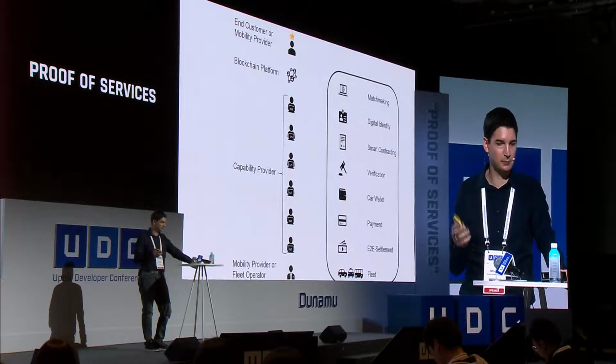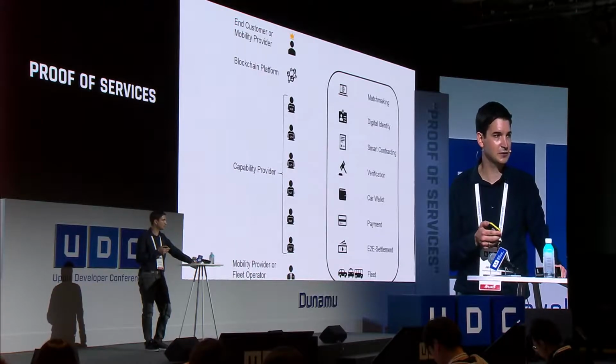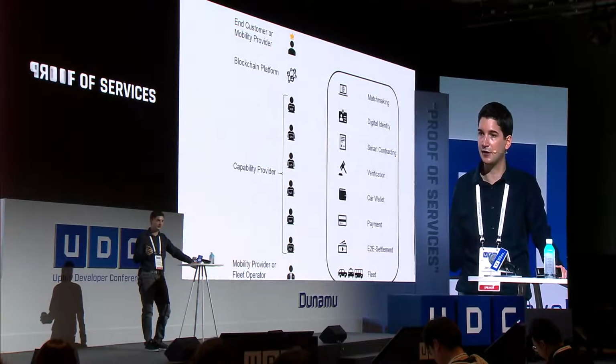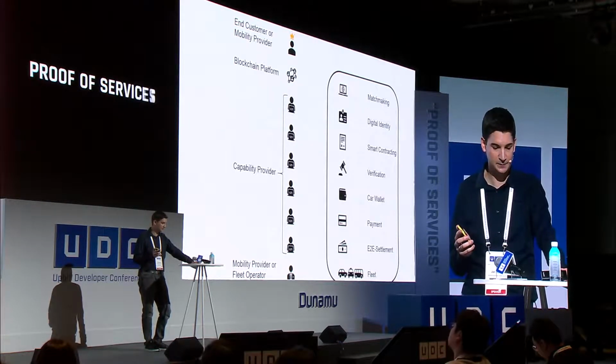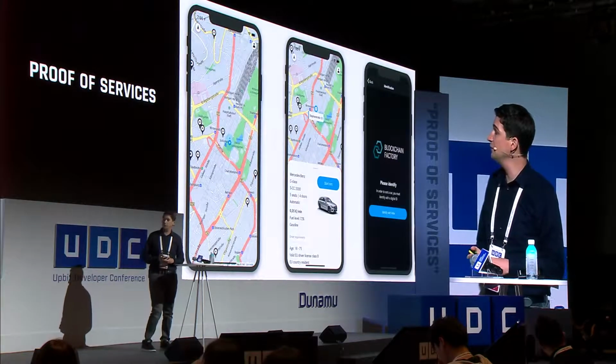Digital identity is essential for seamless onboarding, smart contracting for enforcement without a third party, verification and notarization for audit-proofness, a car wallet to turn a vehicle into a trusted data source and economic entity capable of autonomous transactions. Our own core competence is reflected in the end-to-end settlement of financial transactions. And this is how it works as a product. We call it the Mobility Blockchain Platform.